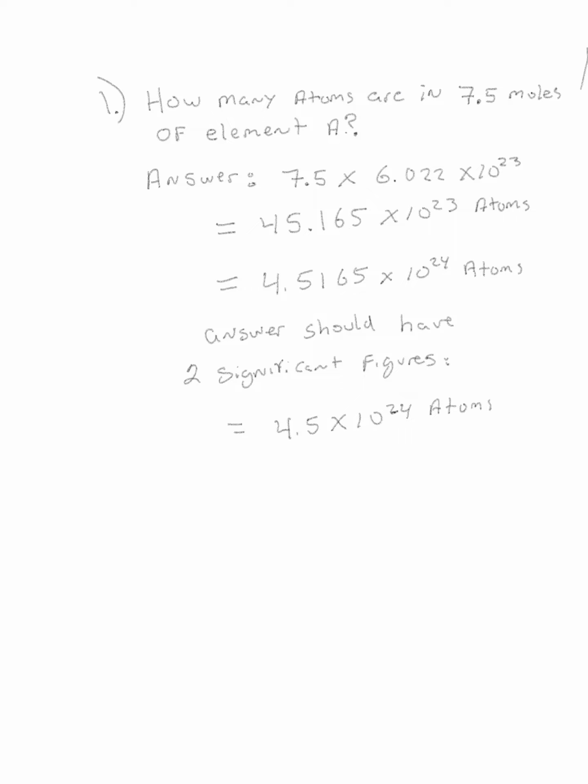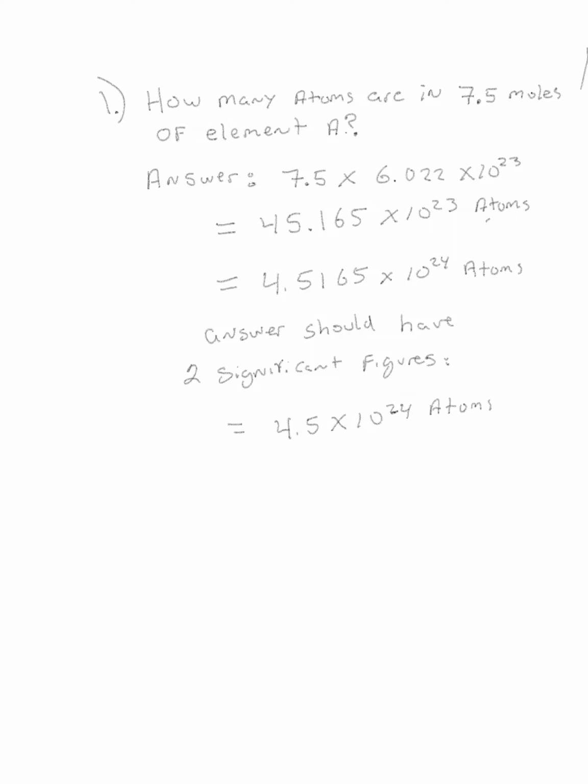Well, first of all, it doesn't matter what the element is. A mole is always going to have 6.022 times 10 to the 23rd. So this one I answered is 7.5 times Avogadro's number, 6.022 times 10 to the 23rd. If you multiply that out, it comes out to 45.165 times 10 to the 23rd atoms.